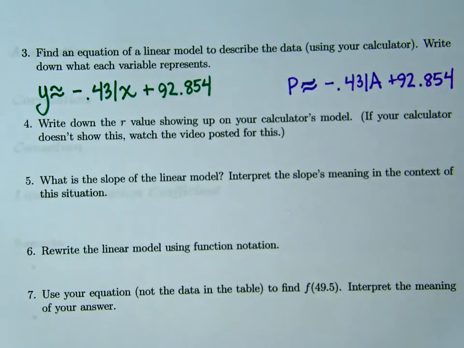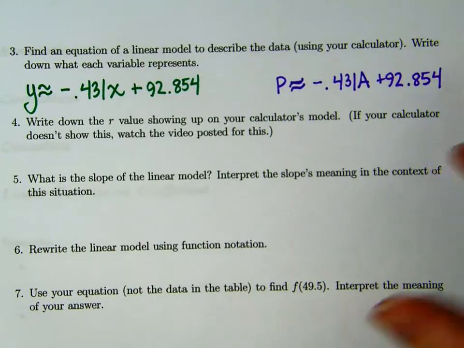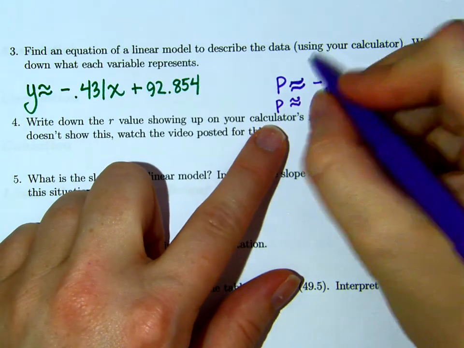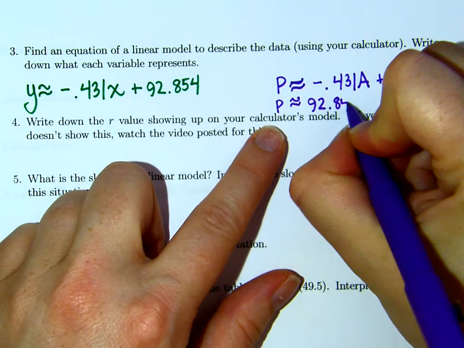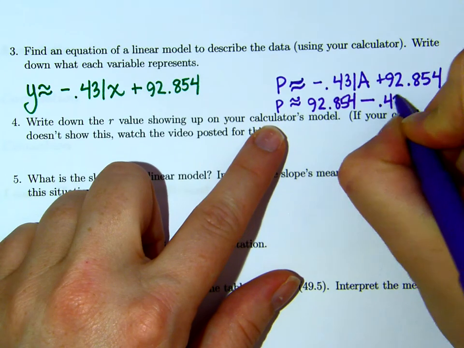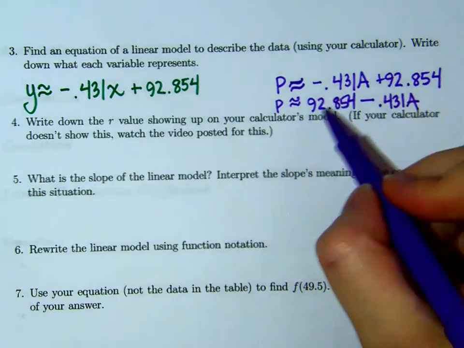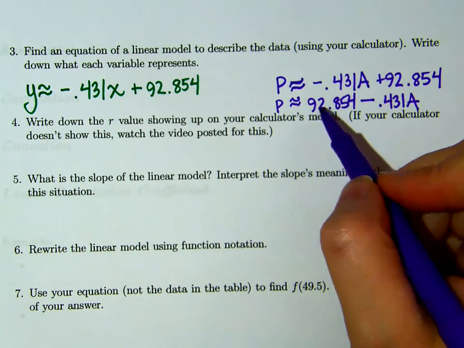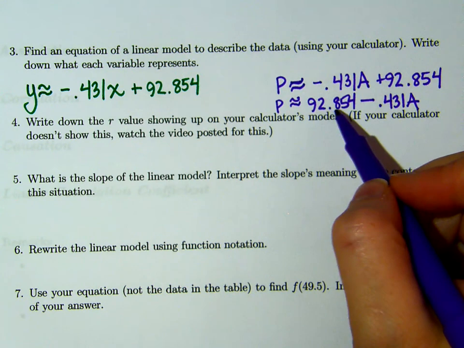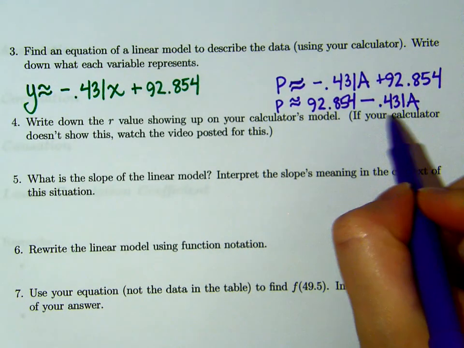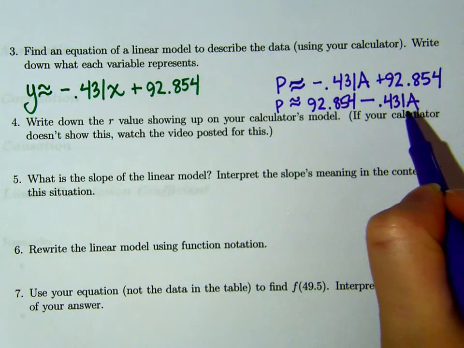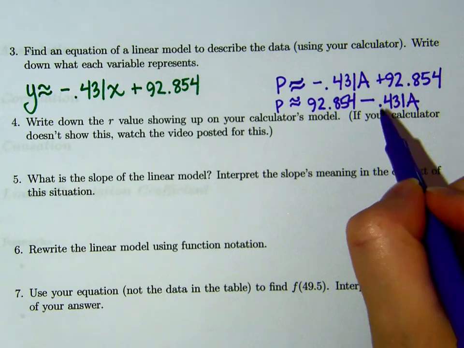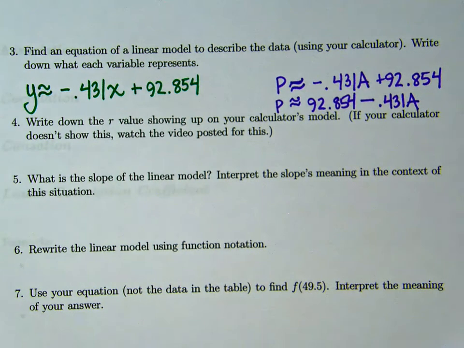92.854. And I also want to take this one step further and mention that we usually write this as P is approximately 92.854 minus 0.431A. That shows us it's initially, if A is 0, this initial value is 92.85%, but it's decreasing for each A and age. So the more age you have, then the more decreasing of this percentage happens.